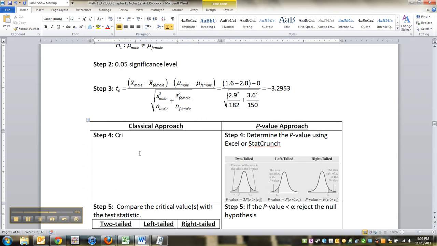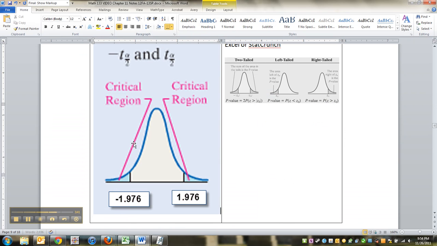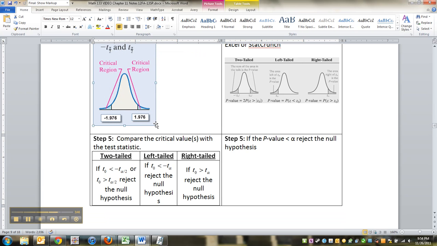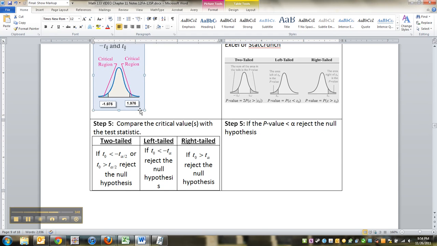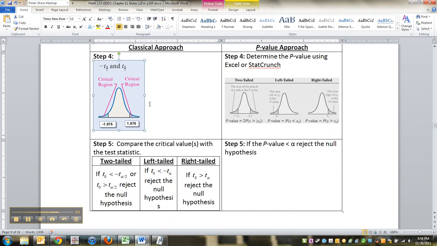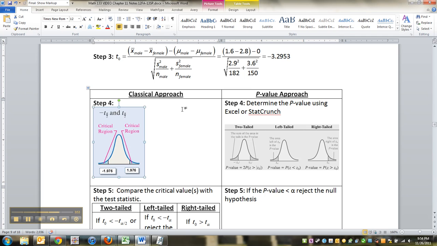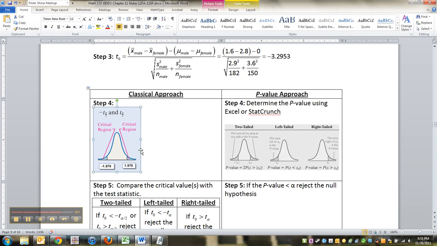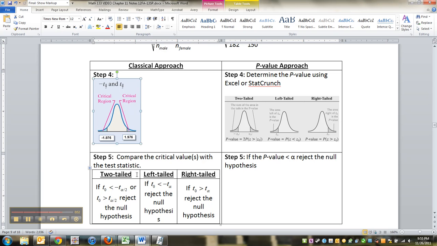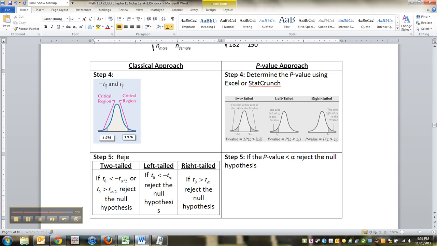Let me bring them back in. That picture is way too big. Okay, so there we go. Now our question is: is our test statistic in the critical region? So look at our number. It's negative 3.29. That's way over here in this little blue tail. So we are going to reject H naught. Reject the null hypothesis.